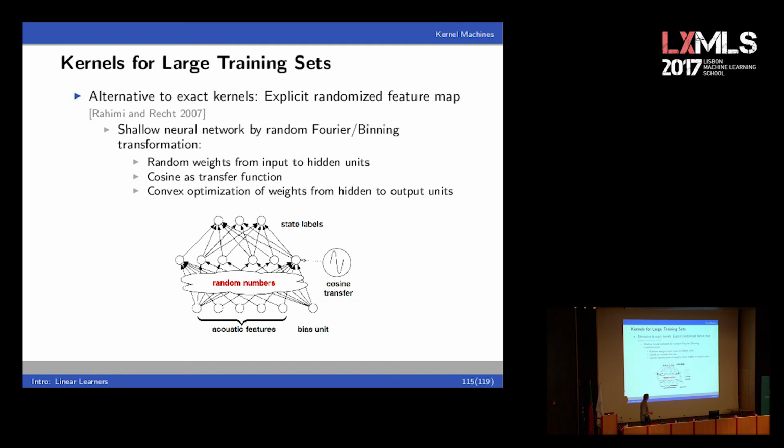The problem is simple enough, but of course you have to know something about this feature representation. If you work on speech data, then you have to choose this randomization properly, a Fourier transformation or binning. Not everything will do. So you have to have some prior knowledge in order to get this to work. But still, you have all the advantages of convex optimization.